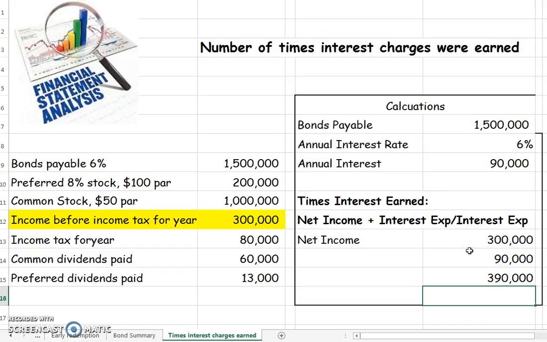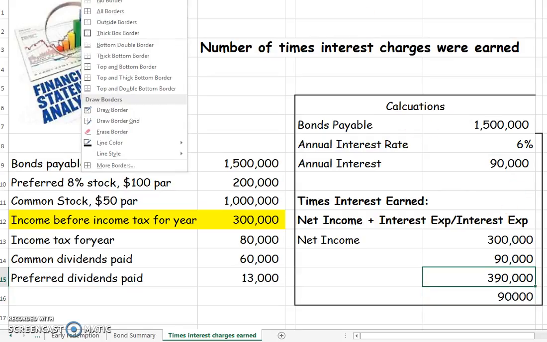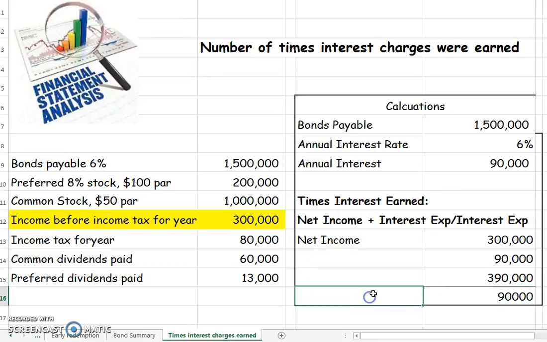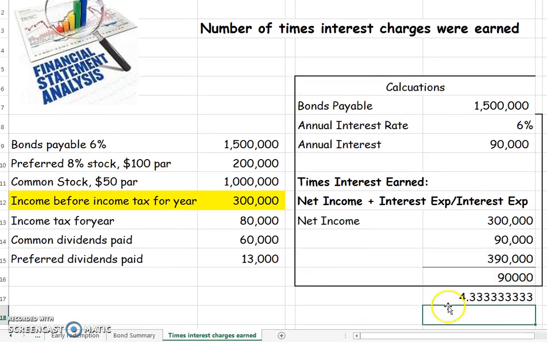That's my numerator. Then for my denominator, I need just interest expense. So I'm just going to put $90,000 at the bottom. I'm going to do a line right here so that you can tell that this is a fraction. And so when I calculate 390,000 divided by 90,000, I get 4.33333. That is my number of times interest charges were earned. That means that I can cover my interest with my current earnings about 4.3 times.